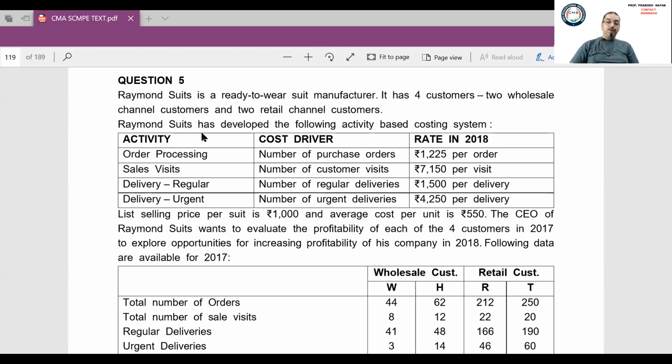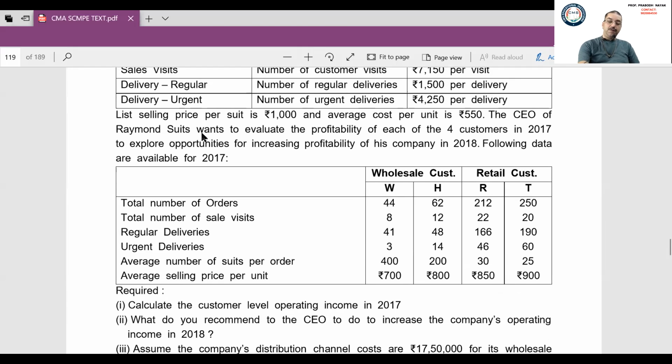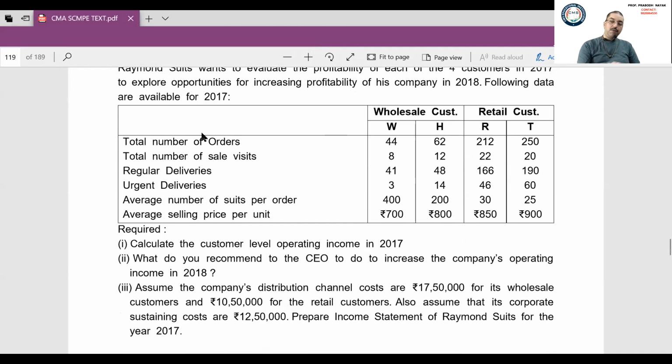The CEO of Raymond Suits wants to evaluate the profitability of each of the 4 customers in 2017 to explore the opportunities for increasing profitability of his company in 2018. The following data is available for 2017. They have given you the total number of orders for the 4 customers, total number of sales visits, regular deliveries, urgent deliveries, average number of suits per order, and average selling price per unit.